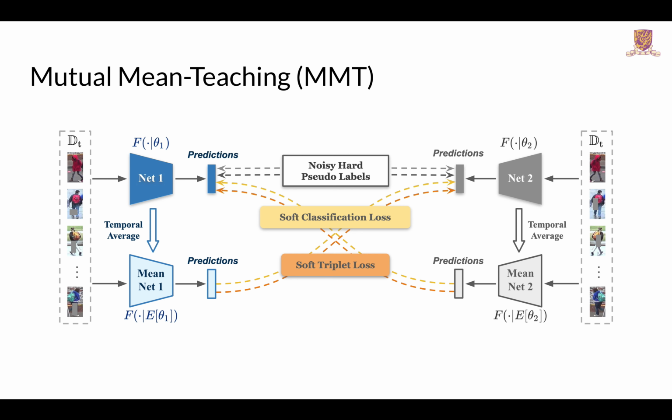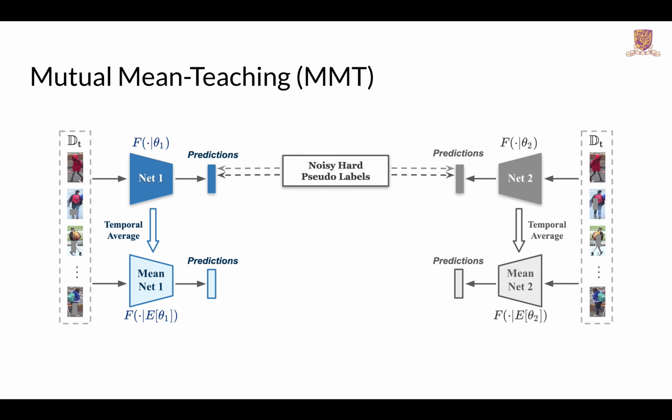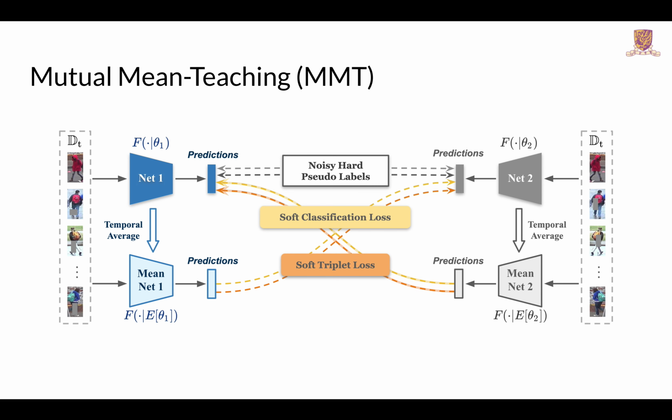In this framework, we feed the same image batch to the coupled networks but with separate data augmentations. Importantly, we construct the mean networks by temporally averaging the networks' parameters, and such mean networks are used to generate more robust soft pseudo-labels, which are refined online as the model updates. Specifically, mean network 2 produces soft labels for supervising the training of network 1. And likewise, mean network 1 supervises network 2.